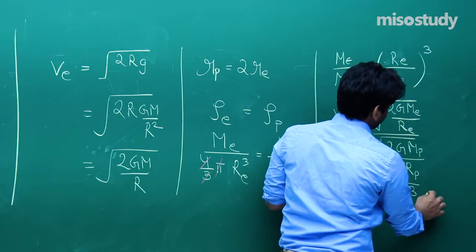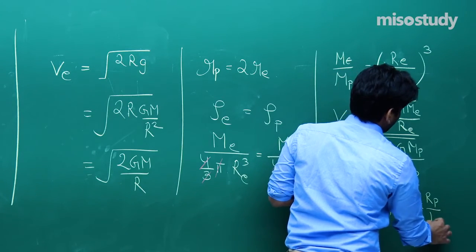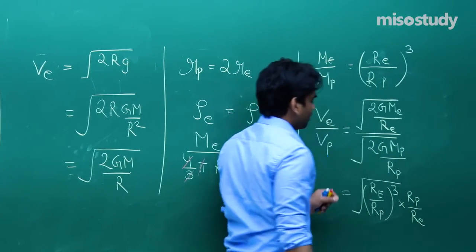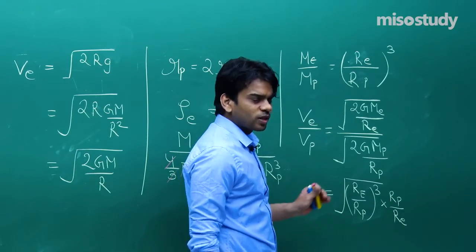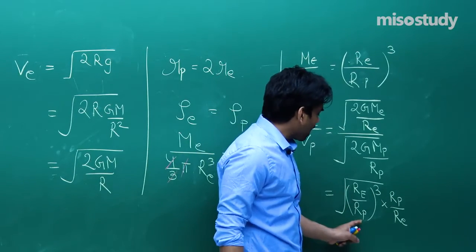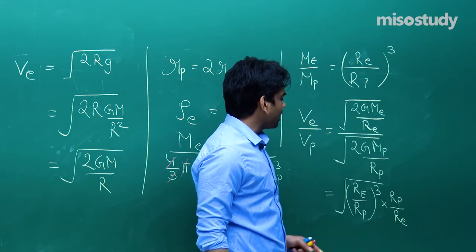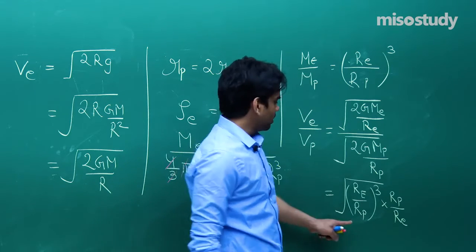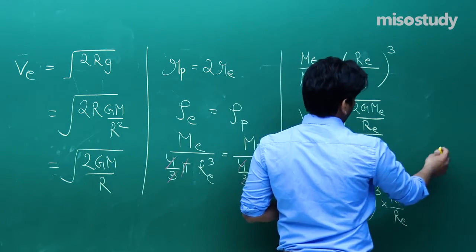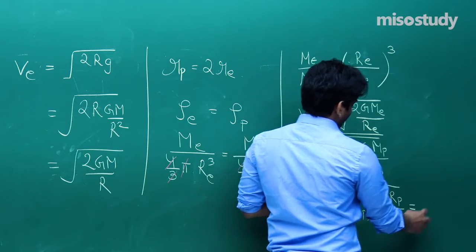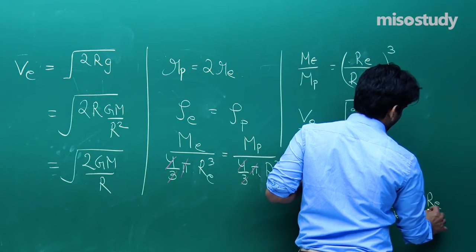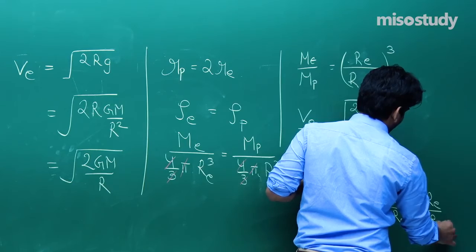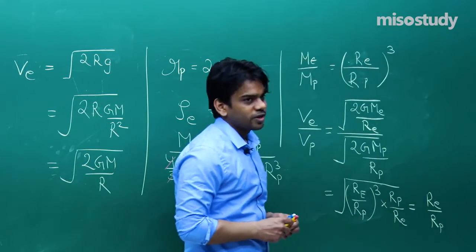And here you have Rp that will move up, divided by Re, capital E and small e I have shown, both have the same meaning. Re by Rp whole cube, and here you have Rp, so you will be getting Re by Rp whole square, and they are under root. So finally it will come out to be Re by Rp, radius of Earth to radius of planet.